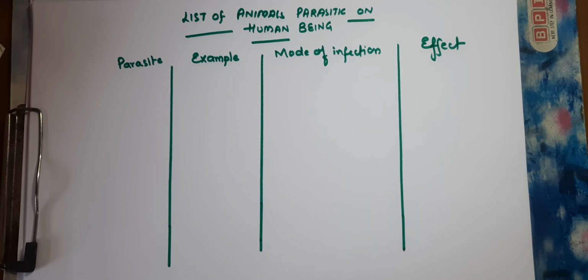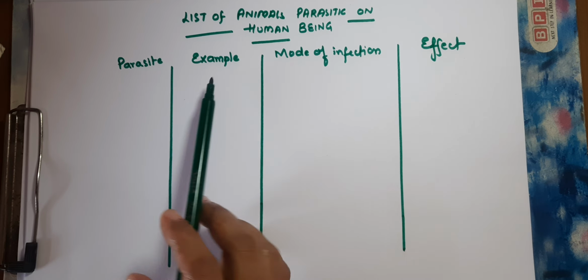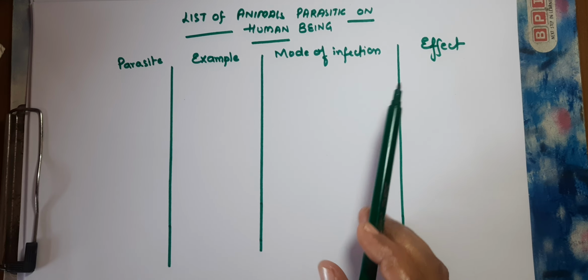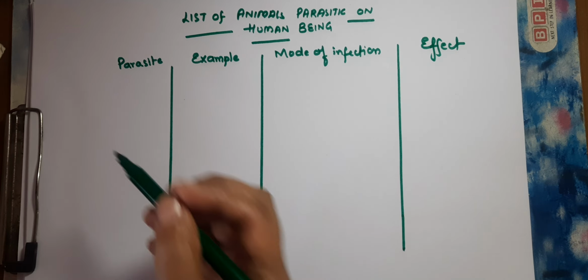On today's video we are going to discuss the list of animals that are parasites on human beings. We are going to understand the parasites, an example for each, the mode of infection as well as the effect. So let's start the video. The first one we are going to discuss is the flatworm.